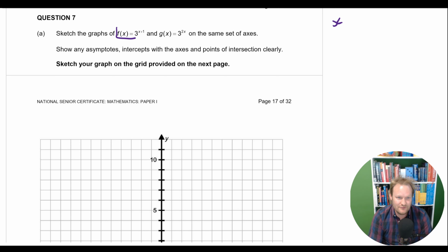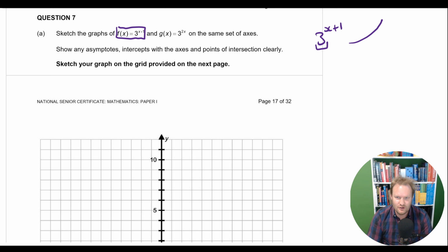So for the first one, f of x equals 3 to the x plus 1. Hopefully you've got the starting point: the base is a number that is greater than 1, so we have a shape that looks like it's increasing. Now, one way to always check yourself is to plug some values in and check.